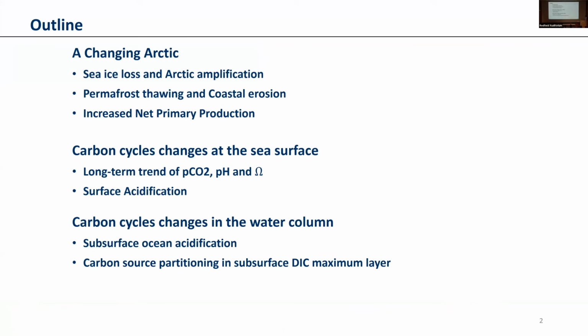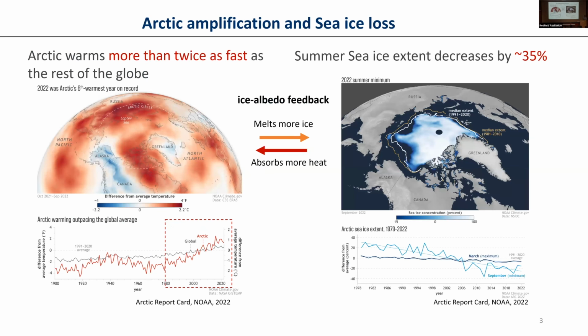I will start my talk with a brief summary of the environmental changes happening in the Arctic Ocean, just to give you a better idea about the current state of our changing Arctic. And then I will focus on talking about the carbon cycle changes in the Arctic Ocean, from the surface water to the water column. Let's start with warming and the sea ice loss.